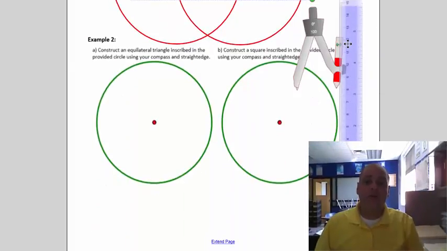All right, for example 2, we're going to now construct an equilateral triangle inscribed in a given circle. So they're giving you a circle, and they're saying, put an equilateral triangle inside that circle. Inscribed means the points have to be on the circle. Okay, that's what the word inscribed is indicating right there.